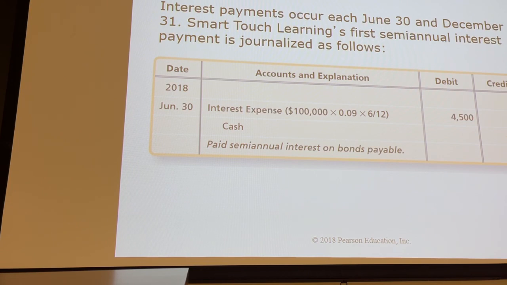Then the bonds are going to pay interest each June 30th and December 31st. And again, that's pretty typical that they pay interest every 6 months. So to figure out the amount of interest expense on the first interest payment date, we would take the $100,000 times 9% times 6/12. So that's $4,500. So we will debit interest expense $4,500. We will credit cash $4,500.